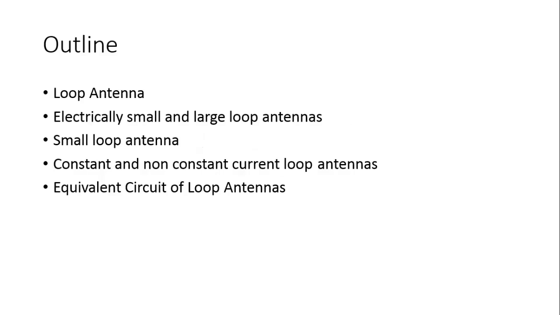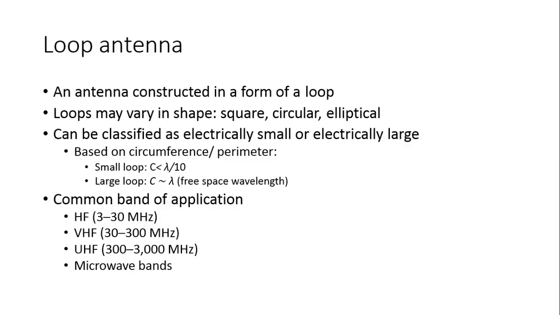Outline: loop antenna, electrically small and large loop antennas, small loop antenna, constant and non-constant current loop antennas, and the equivalent circuit of loop antennas. What is a loop antenna? An antenna constructed in the form of a loop. Loops may vary in shape, like square, circular, or elliptical. A loop antenna can be classified as electrically small or electrically large.